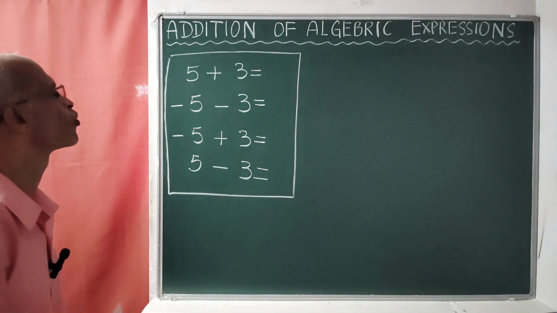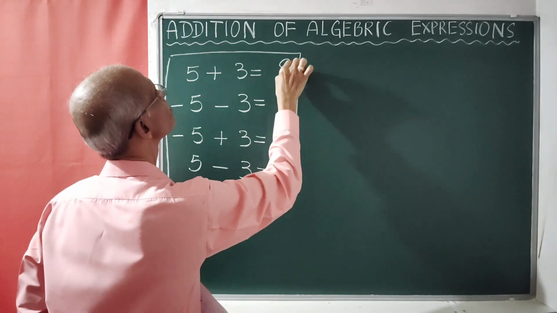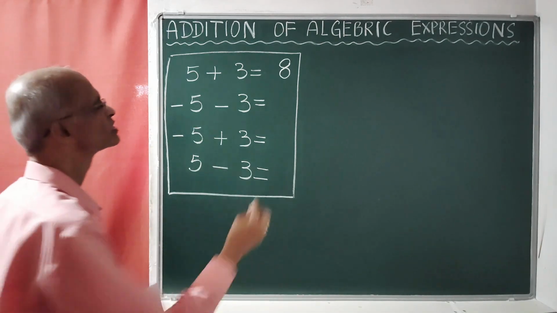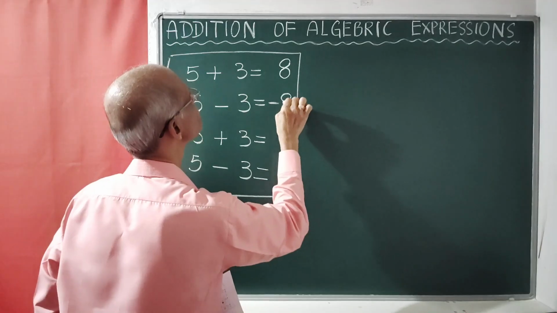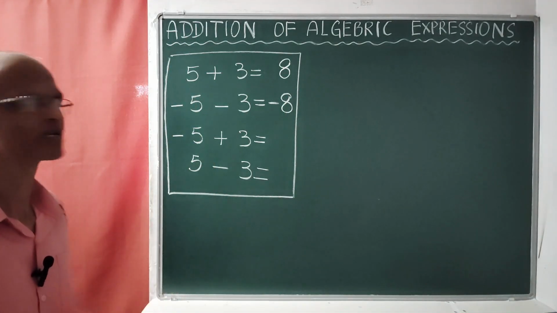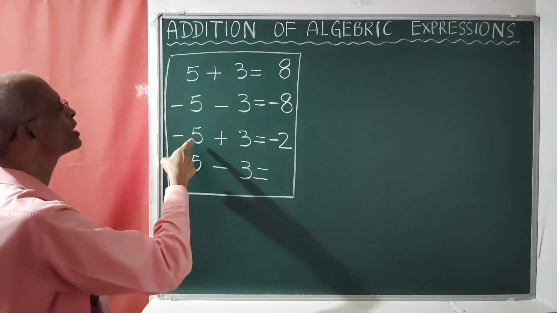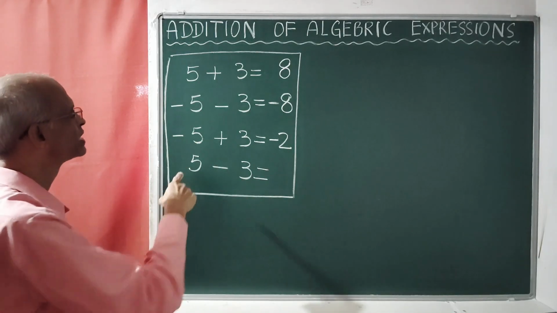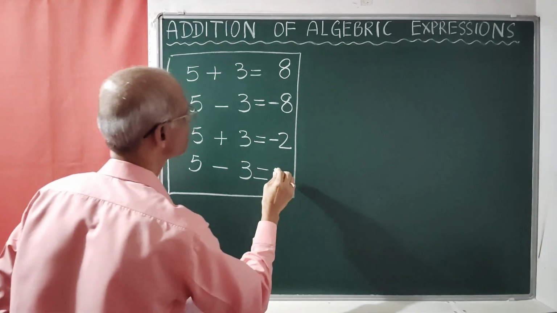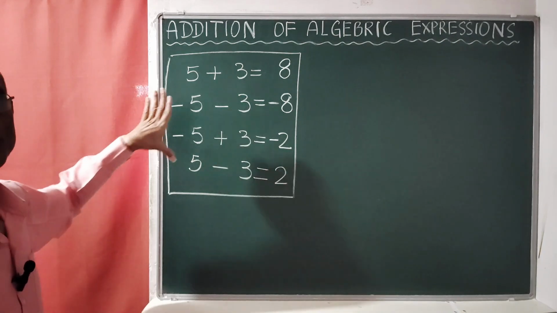In the first case, when both are pluses, add and put plus. So the answer is plus 8. When both are minuses, add and put minus. The answer will be minus 8. When the signs are different, subtract and put the bigger number's sign. So I'll get here minus 2, because 5 is the bigger number and it's carrying minus sign. Here also the signs are different, so subtract and put the bigger number's sign. I'll get plus 2. So you have to remember this basic rule.